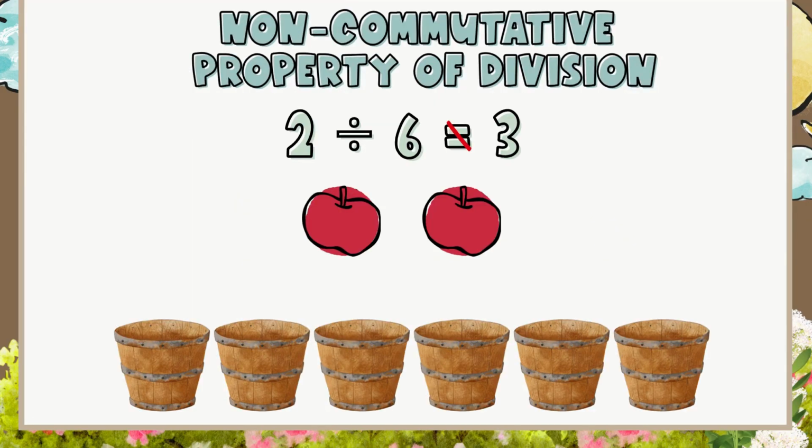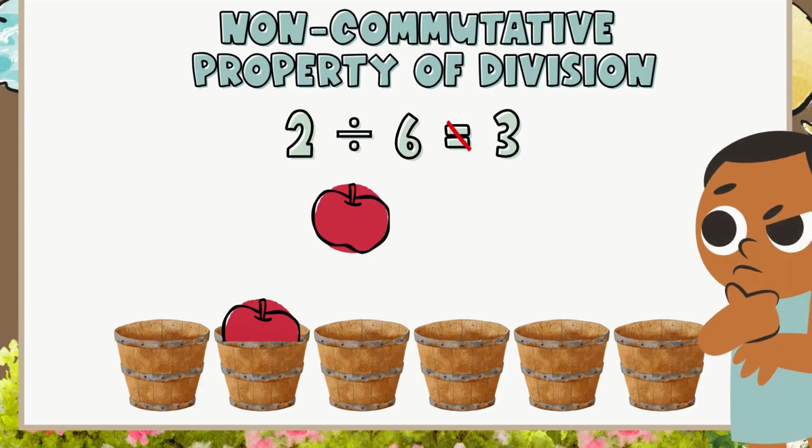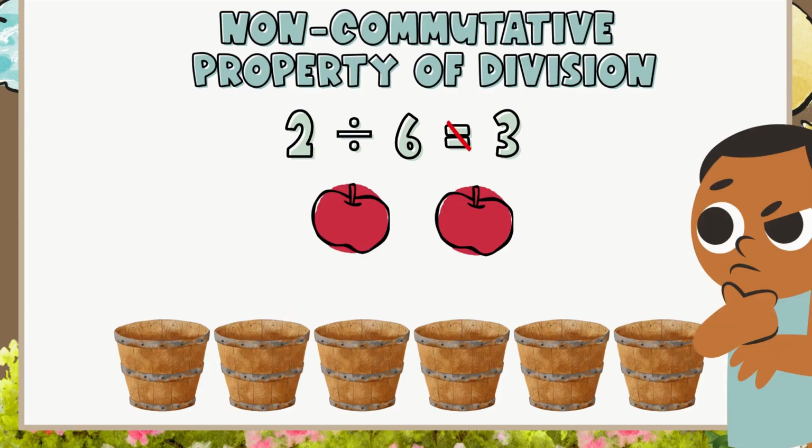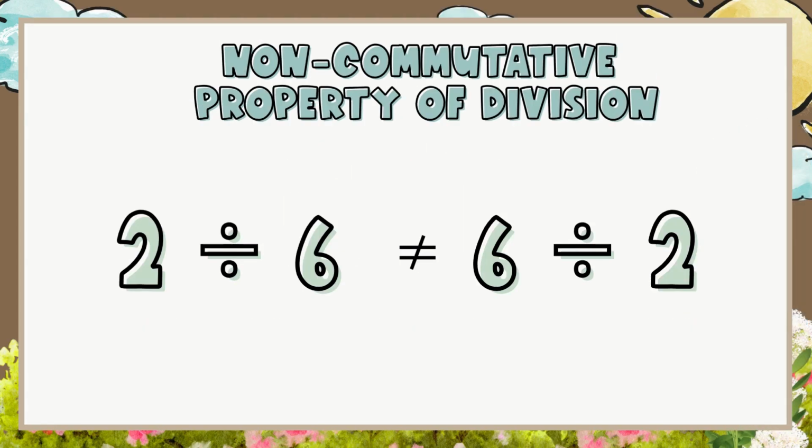Because the dividend represents the total number of items we have, here we have 2 apples. And if we divide it by 6, that means we have 6 buckets. This is a completely different question. Here we're trying to divide, but there's not enough apples for all of the buckets. This would require a little bit more work. It might even require us doing some slicing. So that is how we know that 2 divided by 6 does not equal 6 divided by 2.